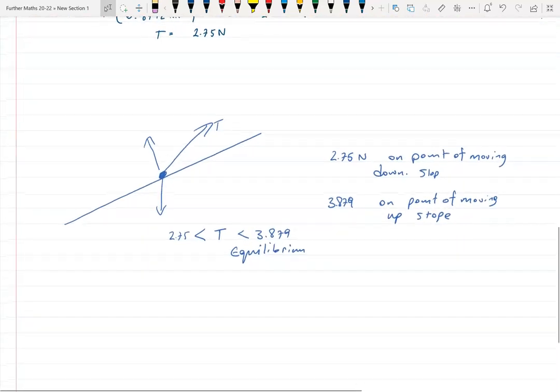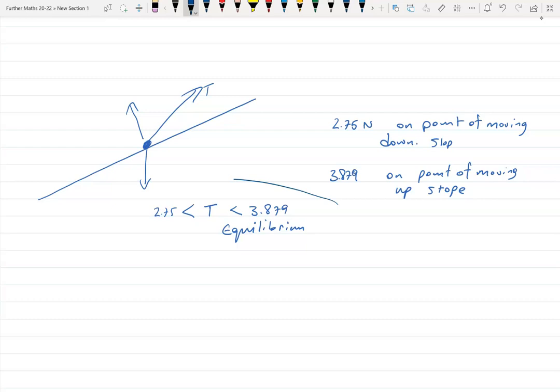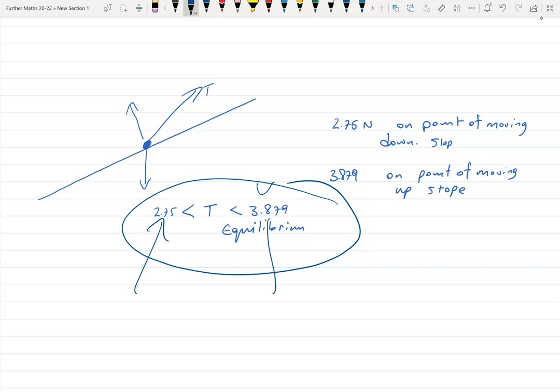So in this situation, equilibrium exists if t is between those two, and these are the limiting values. Limiting friction, or limiting equilibrium, happens on the boundary. So if t is less than 2.75, it'll move down the plane. If t is more than the upper value, it'll move up the plane. And if t is in between, it stays in equilibrium. The boundary is where it's in limiting equilibrium. Obviously these are rounded answers, but hopefully you get the idea.